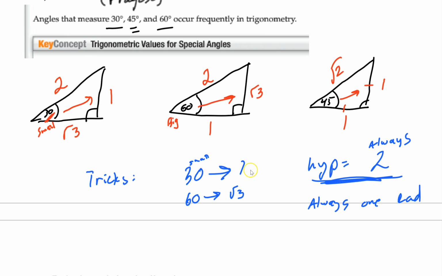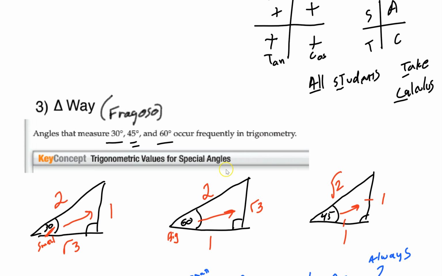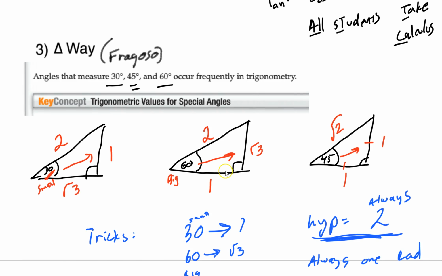I just remember 30 is 1, 30 is small, so it gets the 1. 60 is big, so it gets the rad 3. Hypotenuse is always 2. And then there's always one radical. So again, that's the way I do it. Again, if you have a hard time memorizing those triangles, do the table way. Right? And again, I'm going to do both ways in a second, but that's the way that works. So if you're doing a triangle way, it's really just knowing the triangles and, of course, SOHCAHTOA.